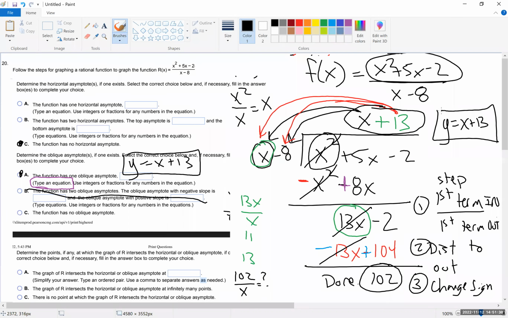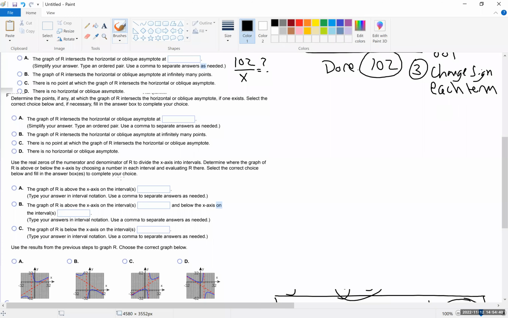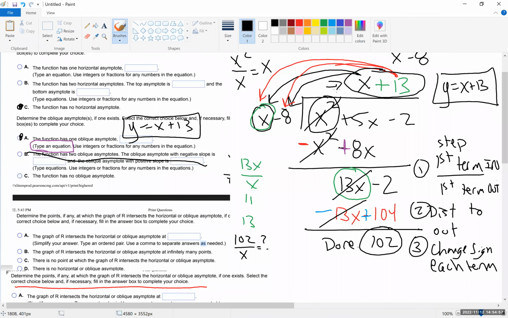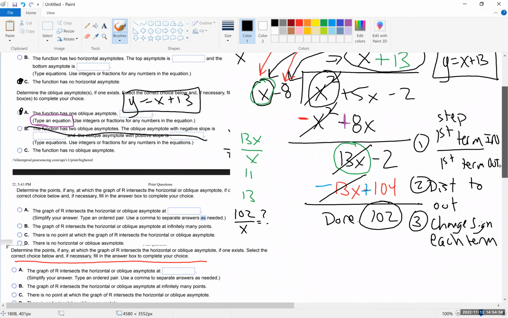All right, let's pause here. All right, so the next step that we're looking at is right here. Determine the points, if any, at which the graph intersects the horizontal or oblique asymptotes. So what is our horizontal asymptote? Well, it's not horizontal, it's oblique. It was x plus 13. So we want to know, does x plus 13 ever touch our graph?